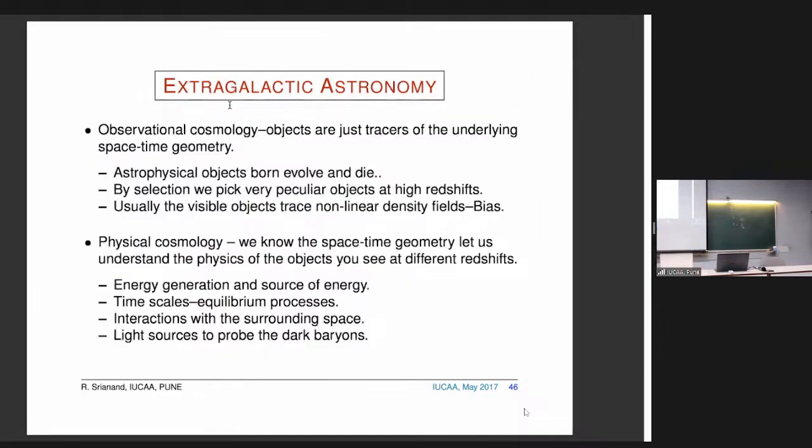Extragalactic astronomy means we are going to worry about things which are outside our galaxy. Another way of saying it is that we are actually thinking about the large origins of our universe itself. So I will focus mainly on this topic today.